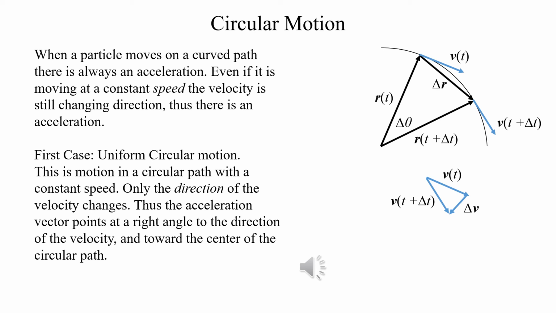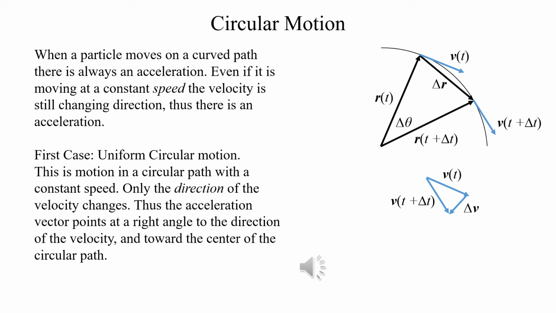So even if we're not speeding up or slowing down, we're traveling at a constant speed, if we're changing direction, our velocity vector is still changing. So that's an acceleration. The first case we'll look at is uniform circular motion. This is motion along a circular path with a constant speed. So only the direction of the velocity changes.